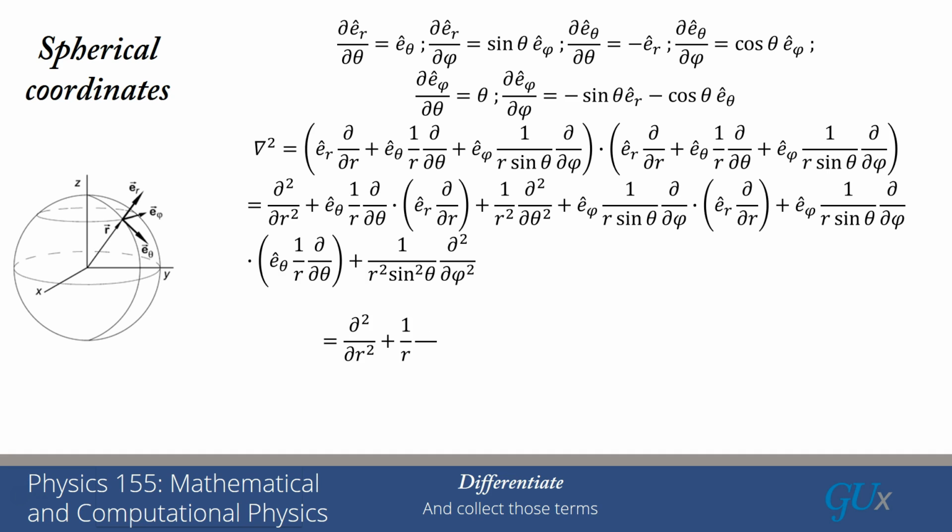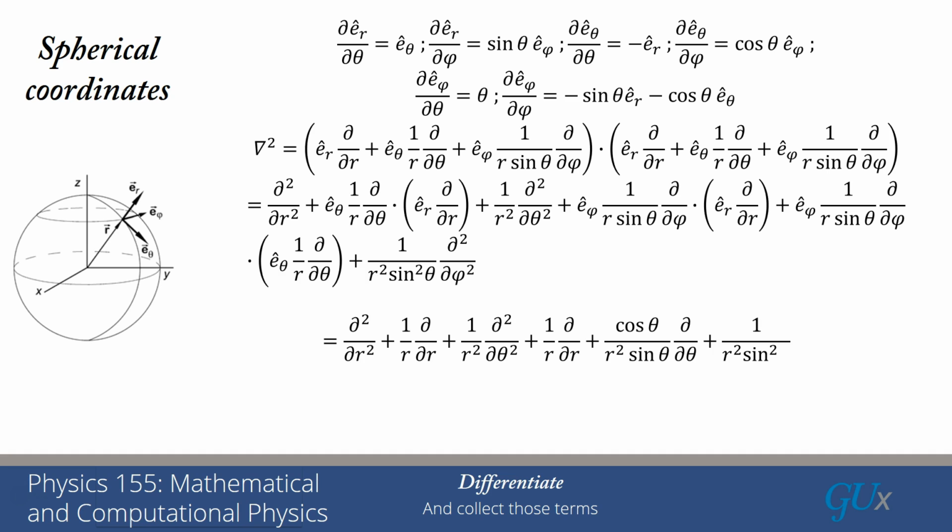So let's write all of those terms down. I get this 1 over r d by dr. I get a second 1 over r d by dr. I get this cosine theta over r squared sine theta d by d theta. And then the other terms are all the second derivative terms, the ones that I would have just immediately written down after looking at what the gradient was.